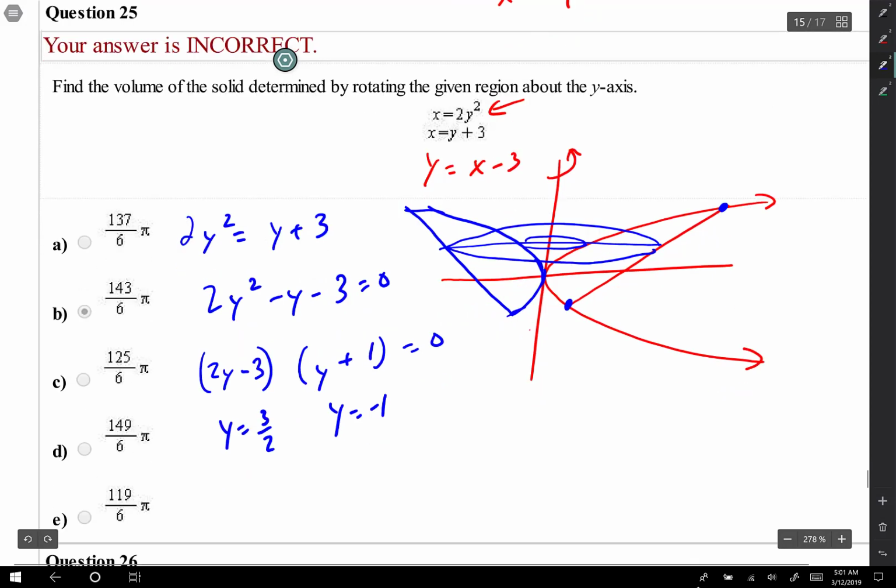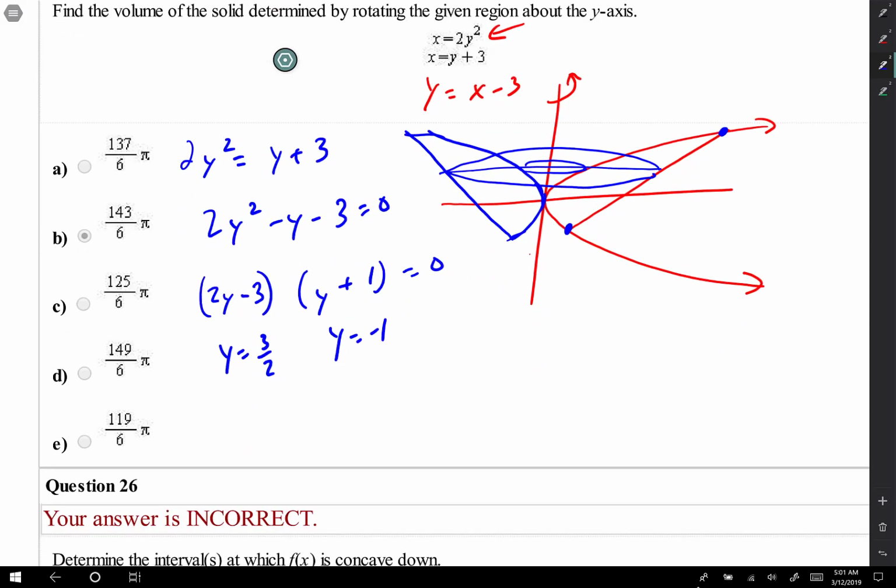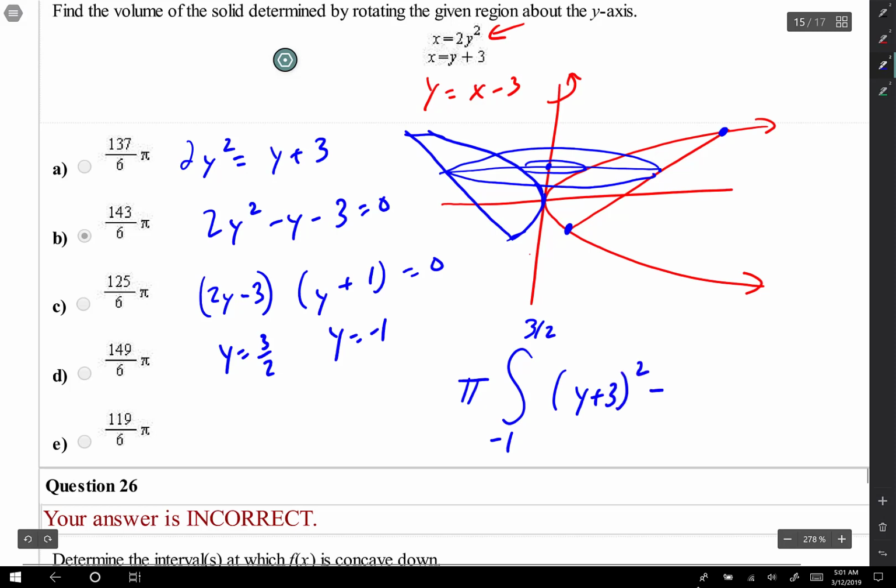So there we go. So now we're going to integrate. It's a washer. So big R squared minus little r squared, pi on the outside. Integral from negative 1 to 3 over 2. The big R, distance from here to that linear line, so it's going to be y plus 3 squared, minus the little r. It's this curve right here, the parabola. So I'm going to write 2y squared, squared. And I think you guys can take it from there, right, guys?